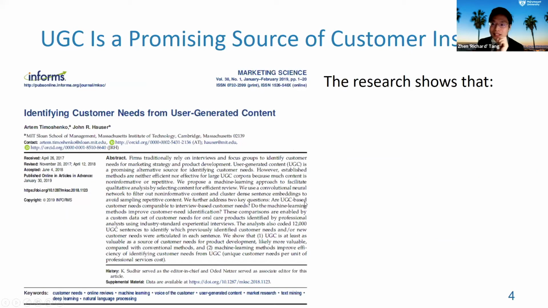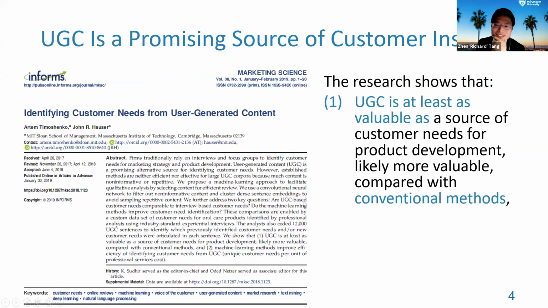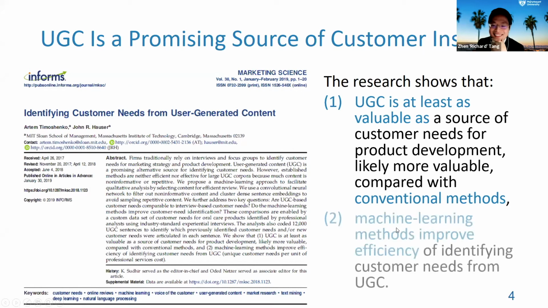And they have two major conclusions. First, the user-generated content is at least as valuable as the traditional sources like the focus group and survey, and probably better. Further, if you want to get some consumer insights from user-generated content, machine learning methods are the key, dramatically improving the efficiency and dramatically reducing the cost. This is just one example of using user-generated content for customer insights.